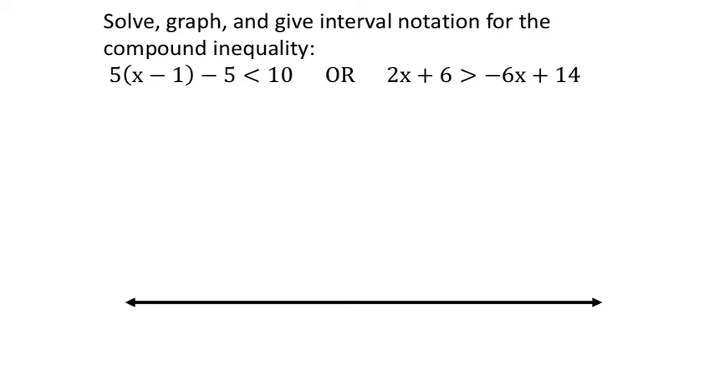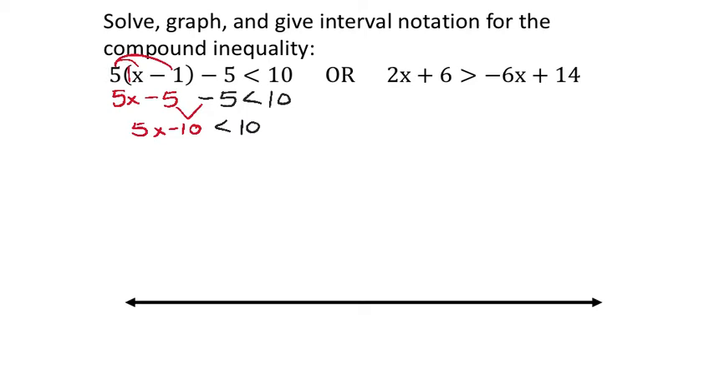All right, so right here, I'm going to start with the one on the left, so I got to distribute that 5. That's the 5 groups of 1x, that'd give us 5x. And then 5 groups of negative 1 would give us negative 5 right there. Now we still got the minus 5, and this is less than 10. And now, even with distribution, we still have some like terms to combine. So let's go ahead and do that. Negative 5 and negative 5 would be negative 10. So now it's 5x minus 10, and is less than 10.